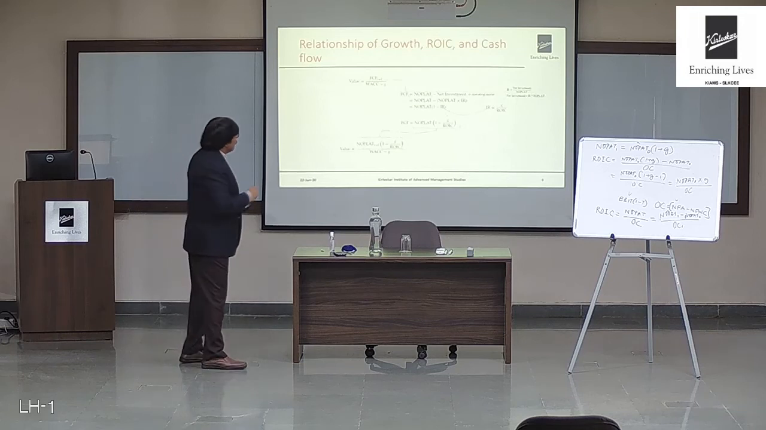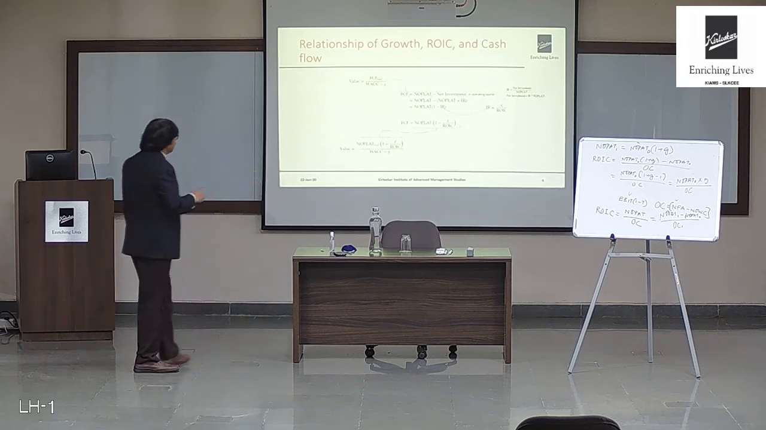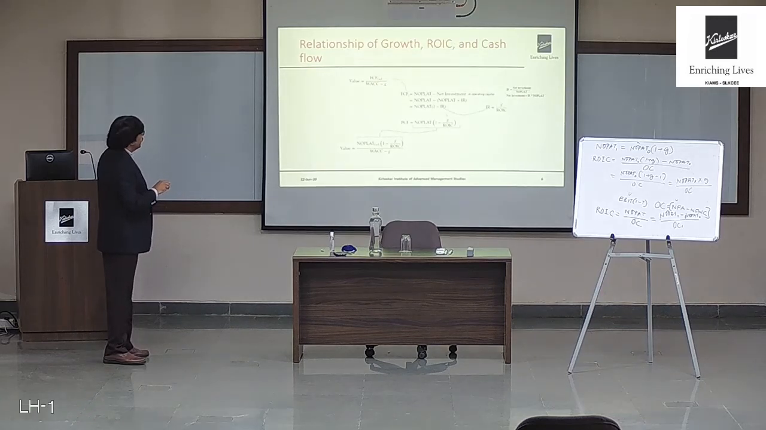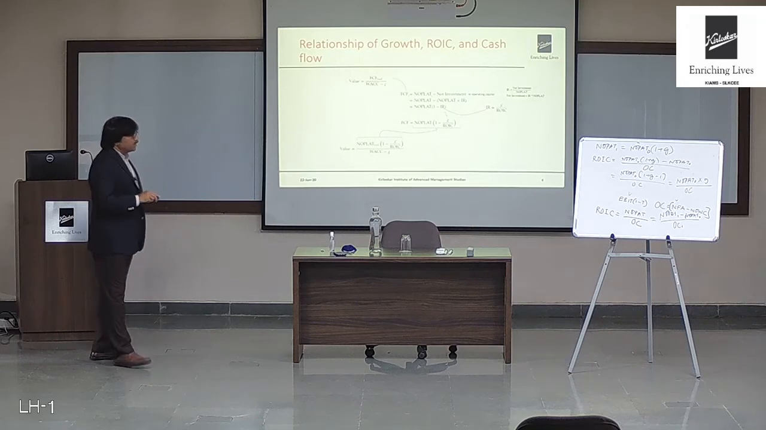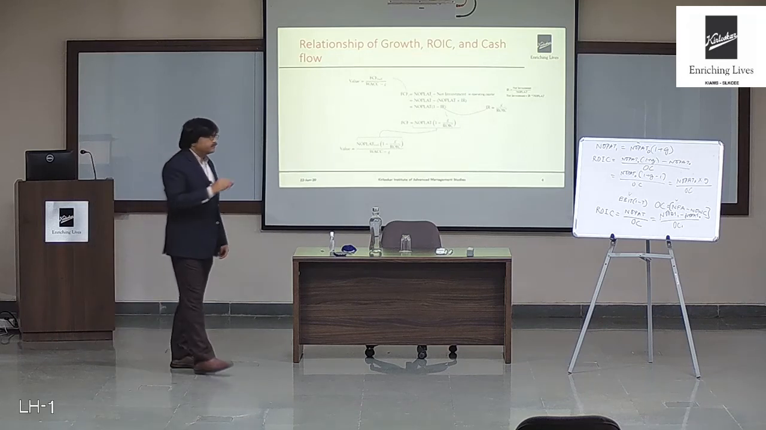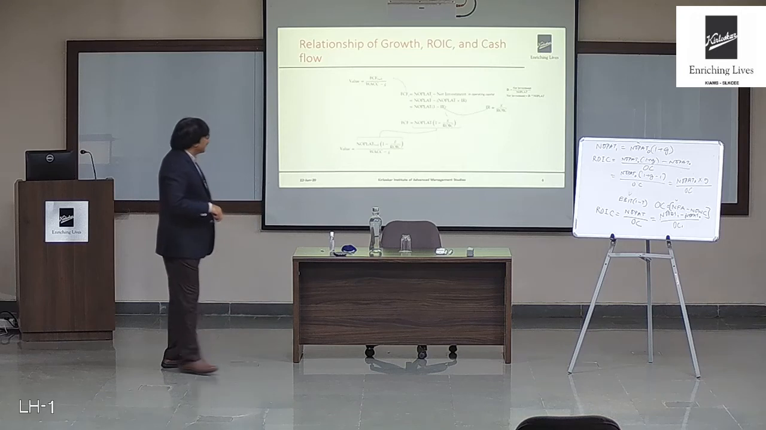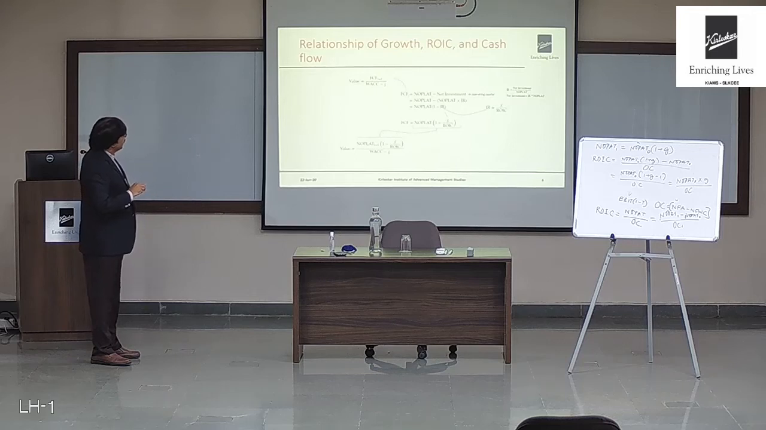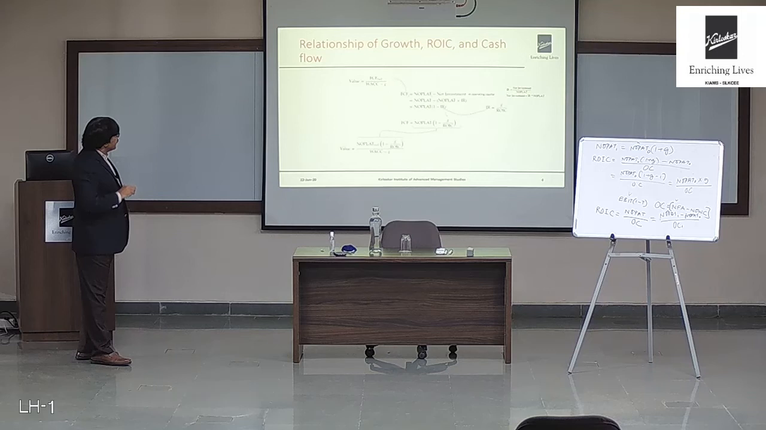Now, more or less what I have written on the board can be summarized here. You can see that value is equal to free cash flow upon WACC minus G. Now you will wonder, this is the annuity variation of the same formula which I wrote earlier. So you can see that this is the annuity perpetuity case, and growth is what we saw in the earlier example as 5%, and free cash flow of the first year.